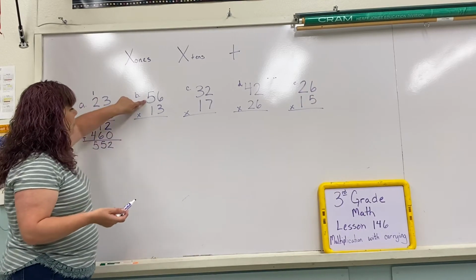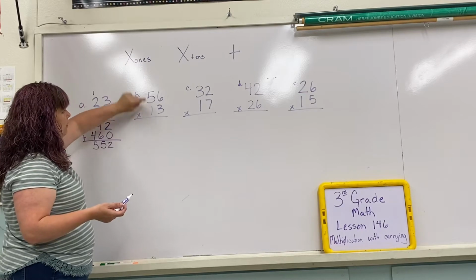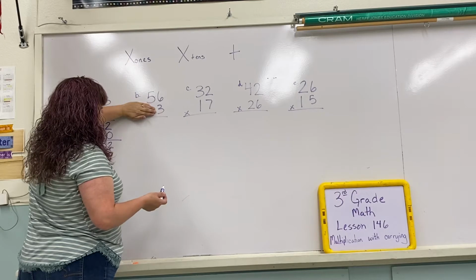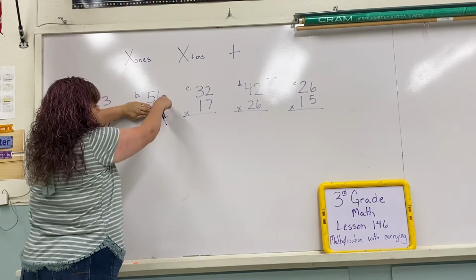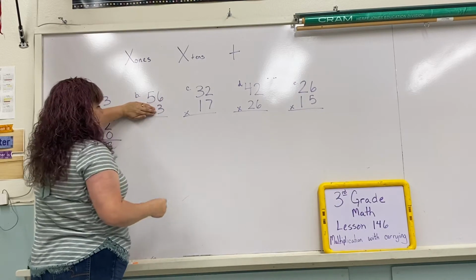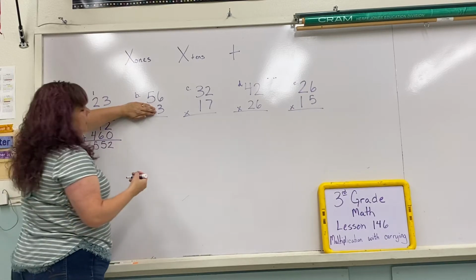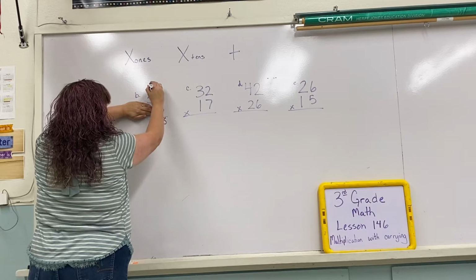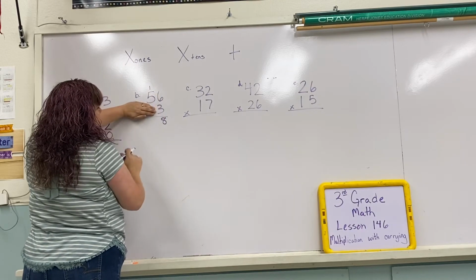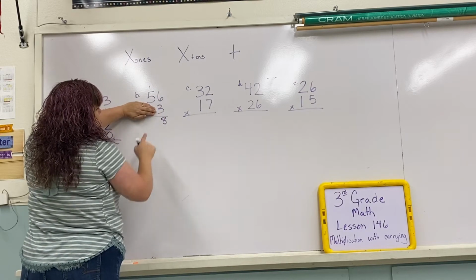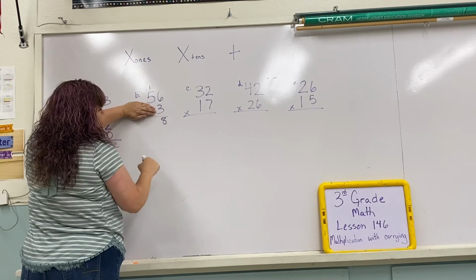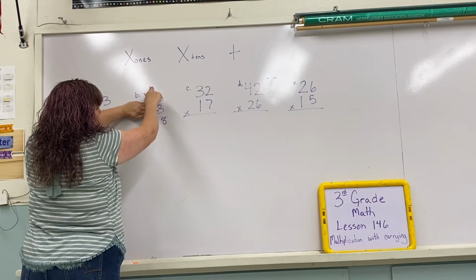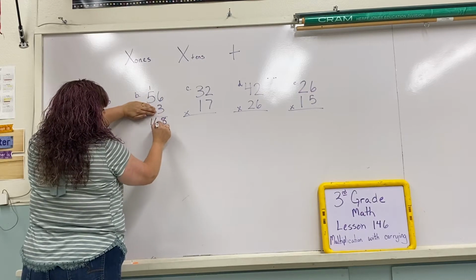All right, B is 56 times 13. Remember, our first step is to times by ones. So we cover up the tens and we're only going to deal with the ones. 6 times 3 is 18. So our ones in 18 goes here, and our tens in 18 goes above the tens. Okay, now we have 5 times 3, which is 15, plus this 1. Don't forget this 1. So we have 16.